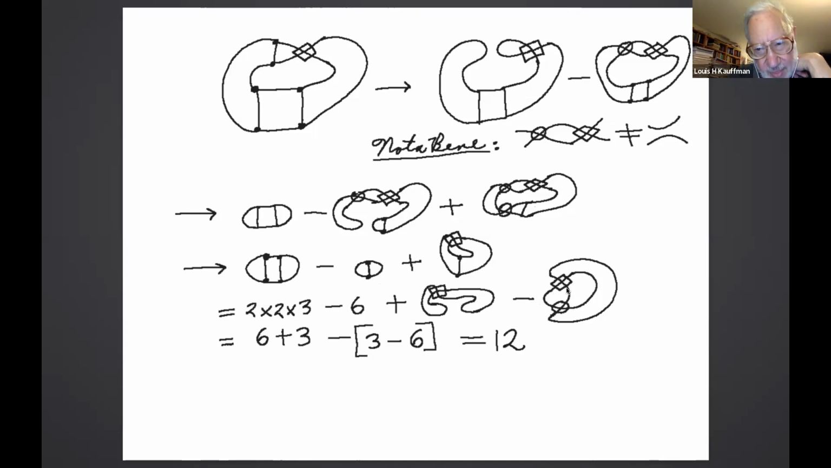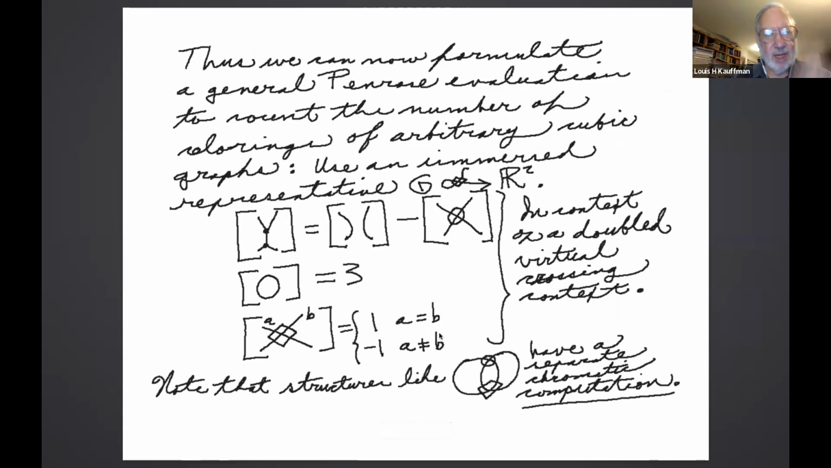So let's just stop and think. You have two loops. If they are colored the same, then we don't put any funny sign and we get 3, because if they're colored the same, there are 3 ways to do that. If they're colored differently, then we get to color one with 3 and the other with 2, and that's 3 times 2 is 6, gets a minus sign. So the evaluation of this is 3 minus 6, and that in the context of the rest of the calculation gives the 12 correctly.